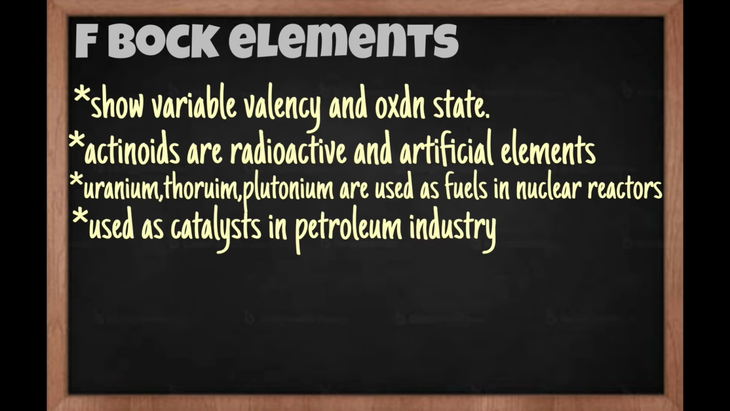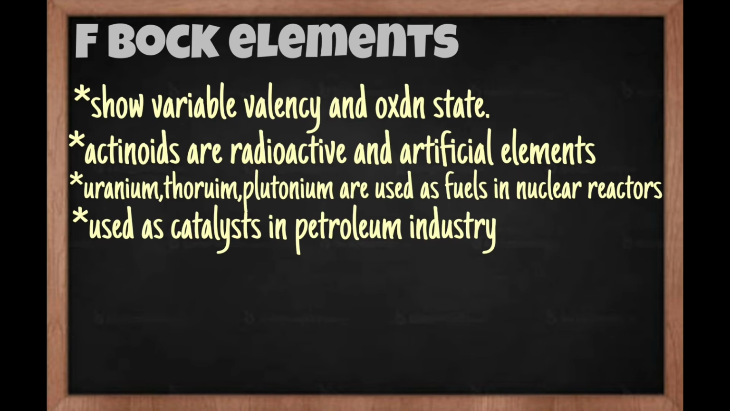They are not natural elements, they are artificial elements. Then the F block elements like uranium, thorium, plutonium are used as fuels in nuclear reactors. These are F block elements. Next, most of the F block elements are used as catalyst.